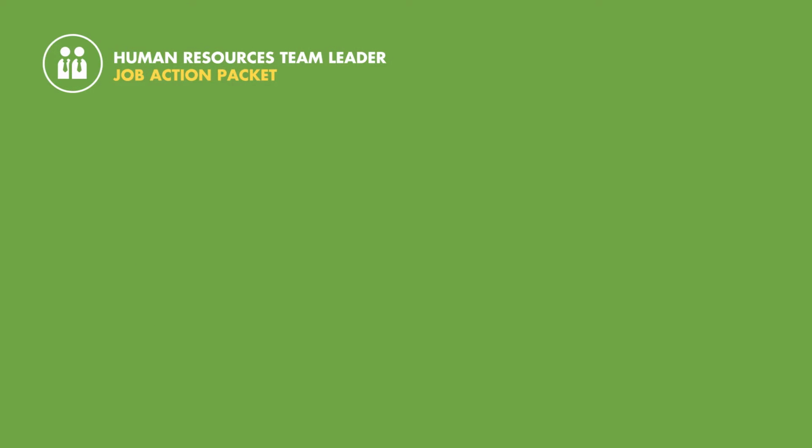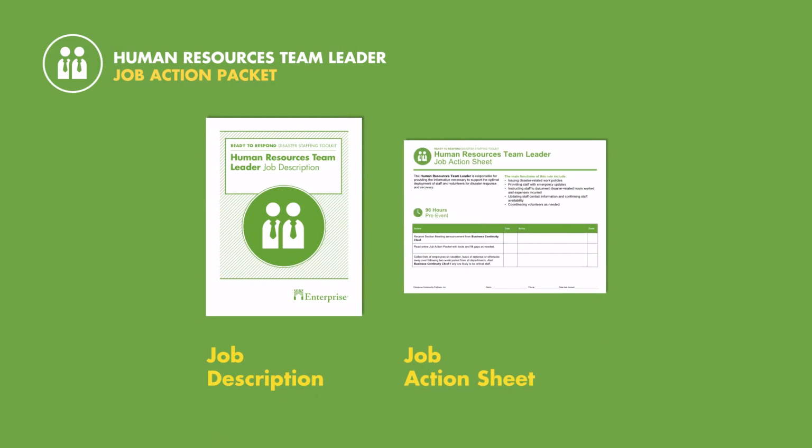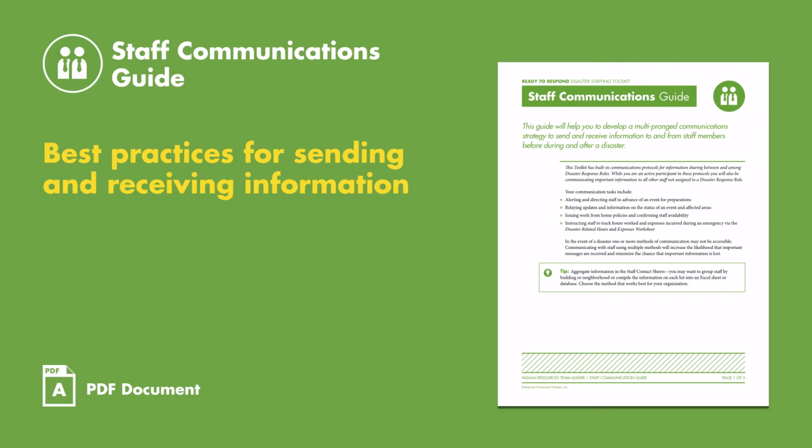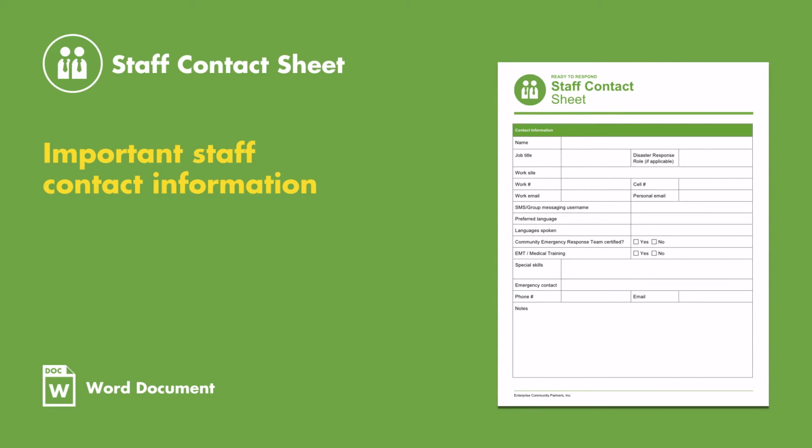In addition to the job description and job action sheet, tools to support the Human Resources Team Leader's role include the Staff Communications Guide, which describes how to send and receive information to and from staff members before, during, and after an emergency. The Staff Contact Sheet, which includes important staff contact information. It should be filled out by staff members before a disaster and updated regularly.